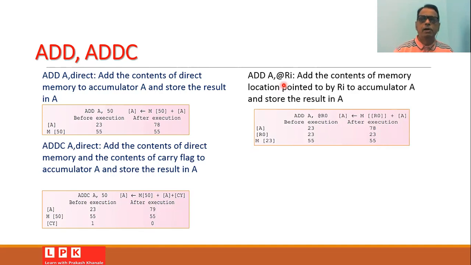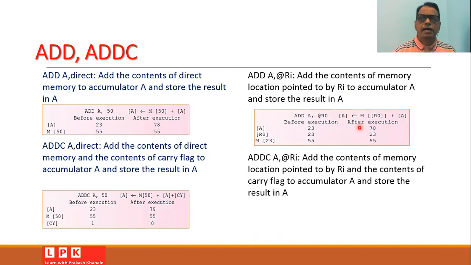Another form of the add is ADD A, @Ri, where the content of the memory location that is being pointed by Ri is added into the accumulator and the result will be stored in the accumulator. For example, if we write ADD A, @R0, then if the content of A is 23, content of R0 is 23 and the memory location 23 has the content 55, then after the execution of this instruction, we will get the result 78 in the accumulator.